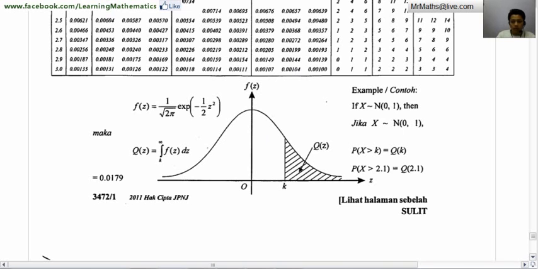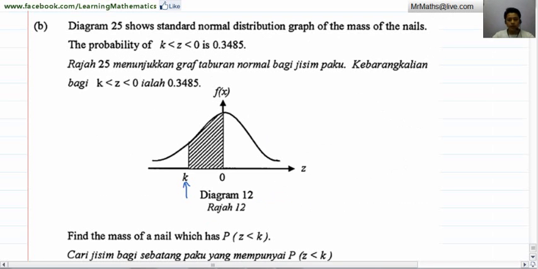Anything above the mean. The table here does not give anything on this side, only on the upper tail. So if the question involves anything below the mean, we need to do some kind of transformation there. Okay, let's take a look at the problem again. K is there, and the probability between K and 0 is 0.3485.